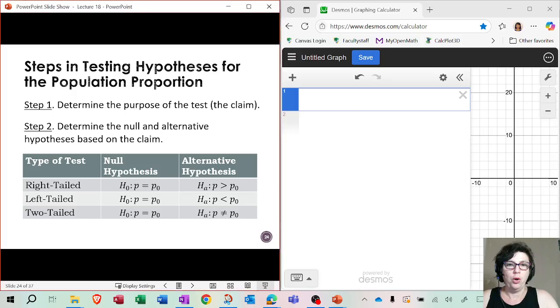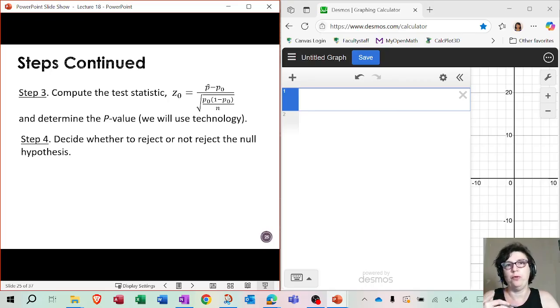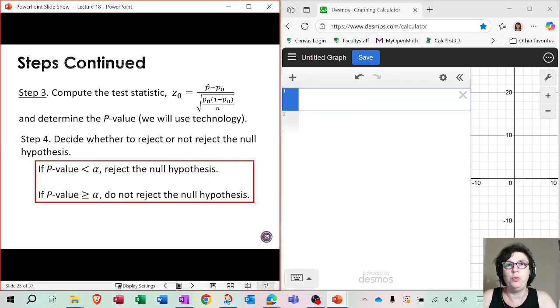That's it. Okay. Then you're going to use technology to get what we call the test statistic and the p-value. This is also called the z-score. A p-value depends on the z-score. For example, for a right tail test, it's the area to the right of the z-score. So the larger the z-score, the smaller the p-value, and more opportunity to reject the null hypothesis. And as before, if the p-value is less than alpha, which is the level of significance, you're going to reject the null hypothesis. Otherwise, you do not.